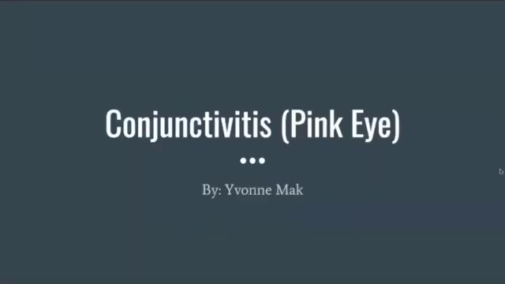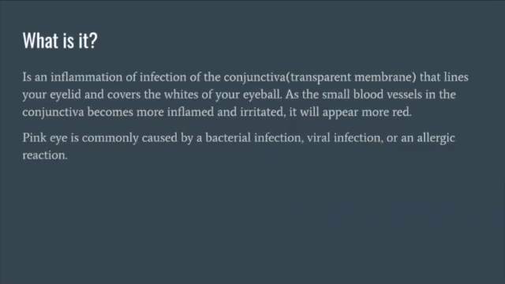So conjunctivitis is also known as pink eye. It is an inflammation or infection of the conjunctiva that lines your eyelid and covers the whites of your eyeball. As the small blood vessels in the conjunctiva become more inflamed and irritated, the more the whites of your eyes will appear red. Pink eye is commonly caused by a bacterial or a viral infection or an allergic reaction.